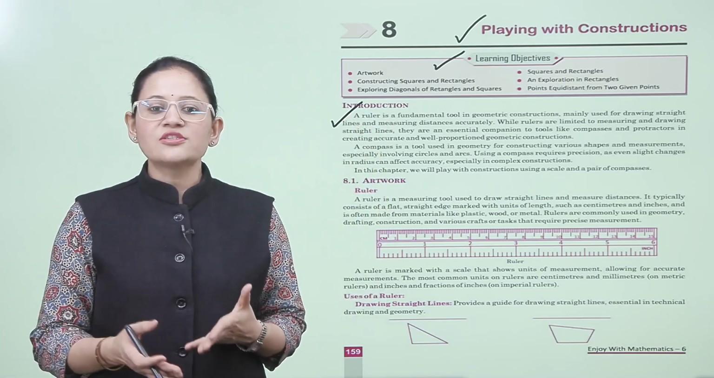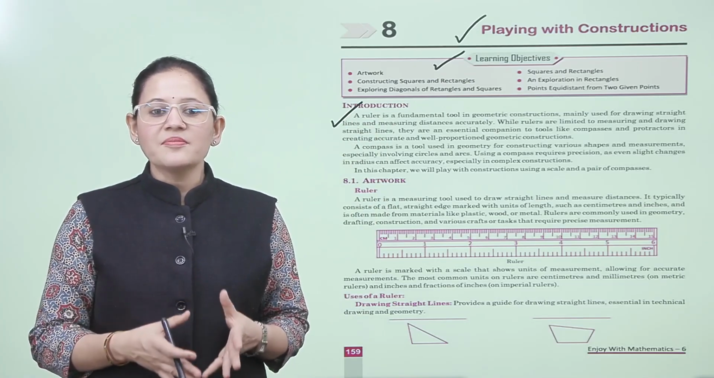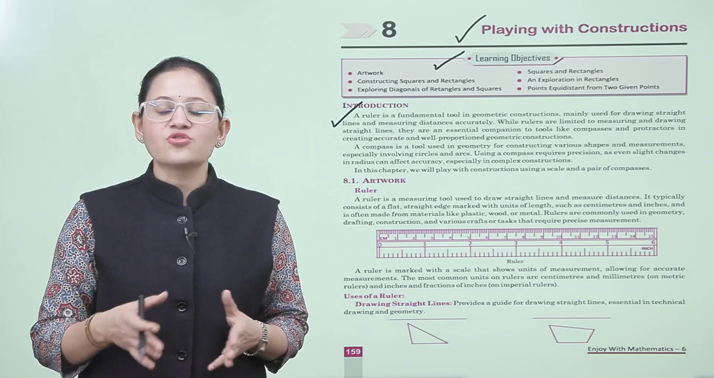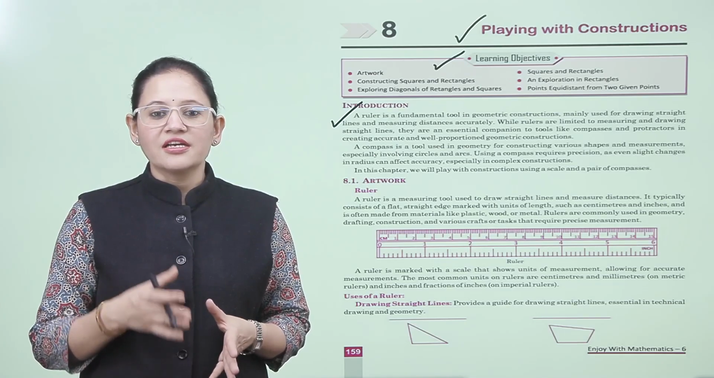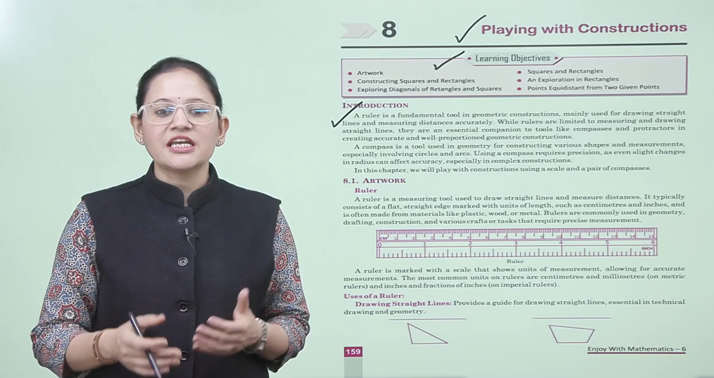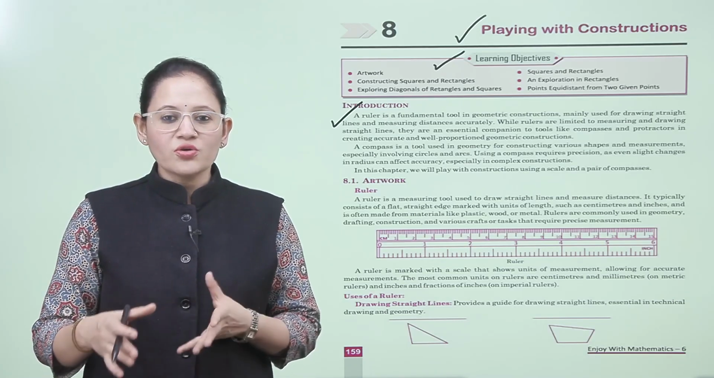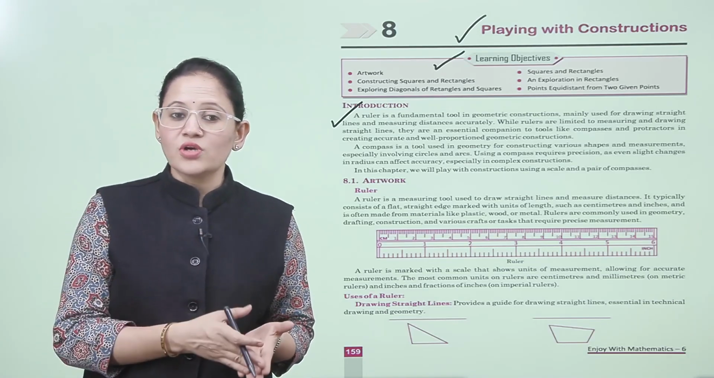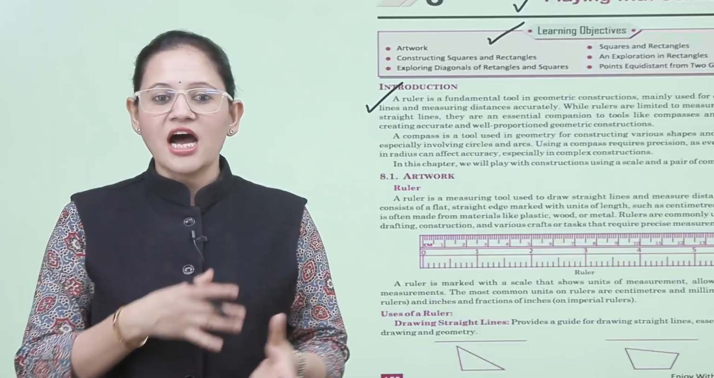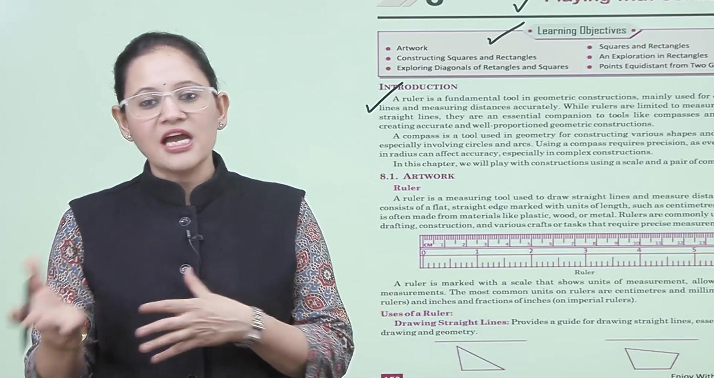A ruler is a fundamental tool in geometrical construction, mainly used for drawing straight lines and measuring distance accurately. While rulers are limited to measuring and drawing straight lines, they are essential companions to tools like compasses and protractors in creating accurate and well-proportioned geometrical constructions. So you can see in your geometry box the ruler, the protractor, and the compass. All these things are used in geometry to construct shapes and different things.